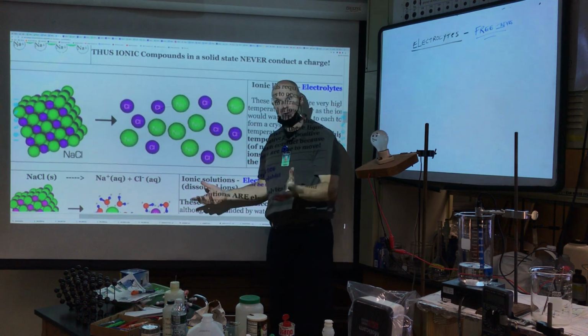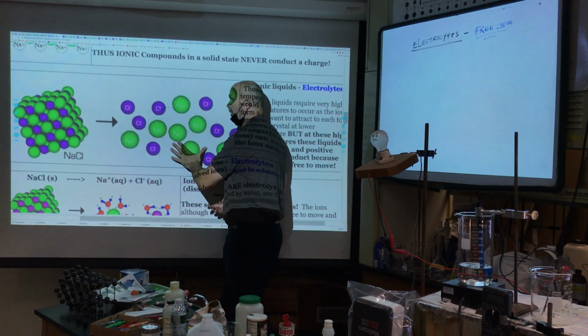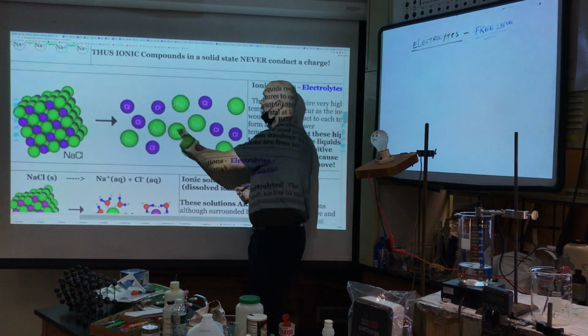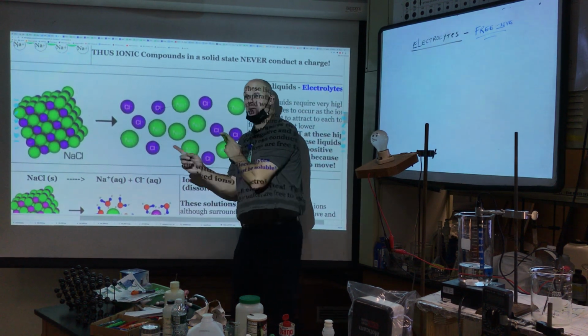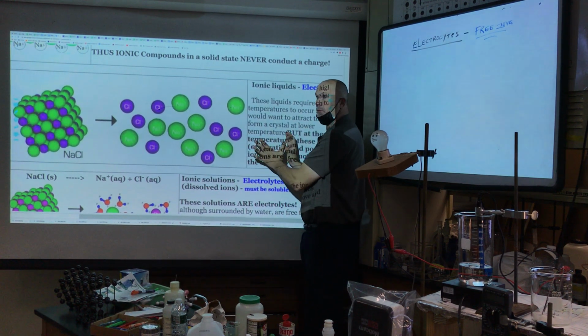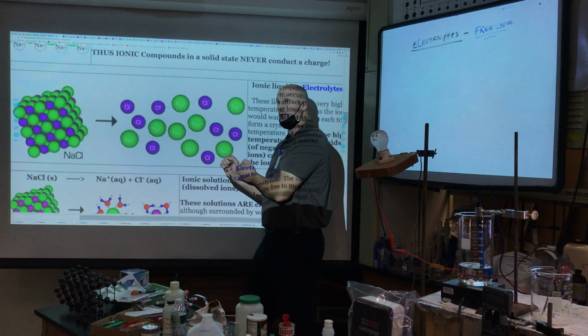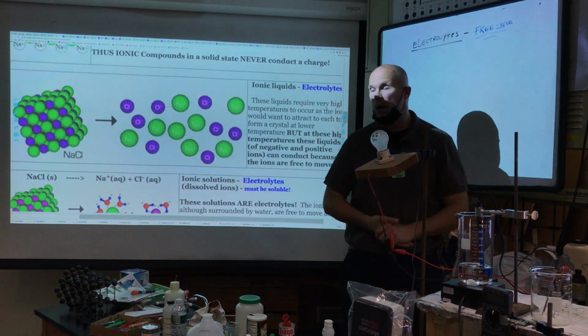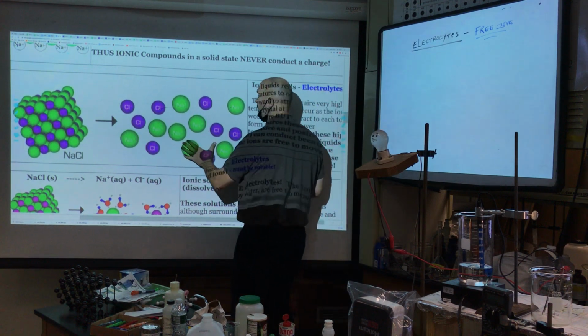We've already done that in electrolysis. So molten or liquid sodium chloride will conduct electricity because the ions can migrate in the liquid state, but you would need a lot of heat to do that. And if you lower the temperature, they would recrystallize. So this is an electrolyte as well. So ionic compounds do conduct electricity in liquid state.